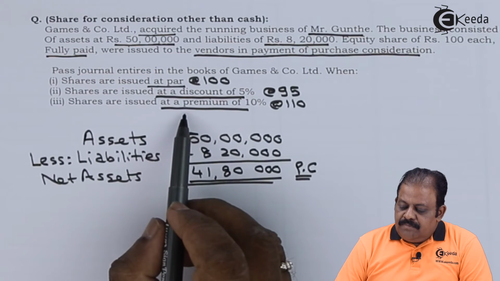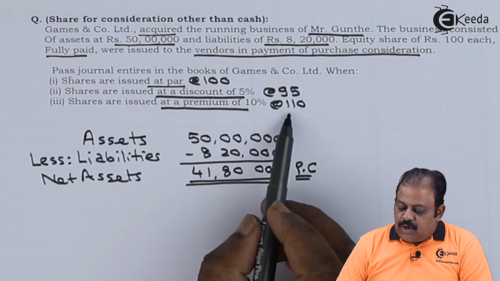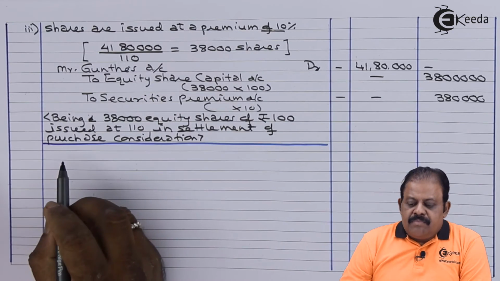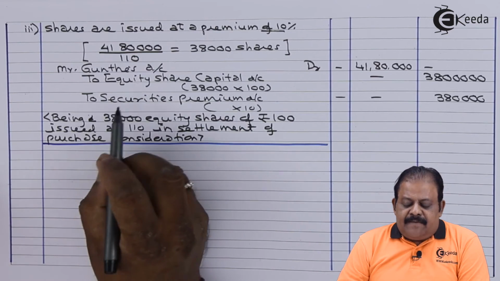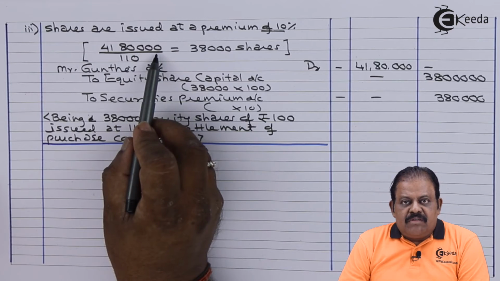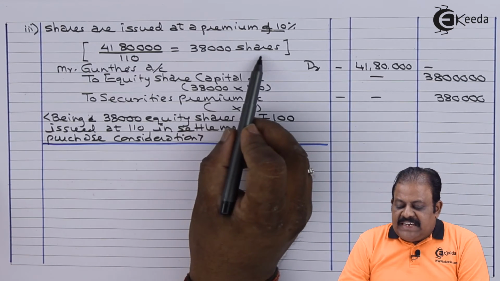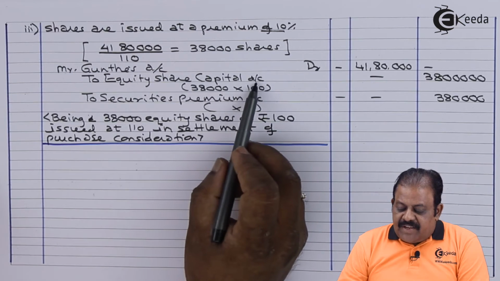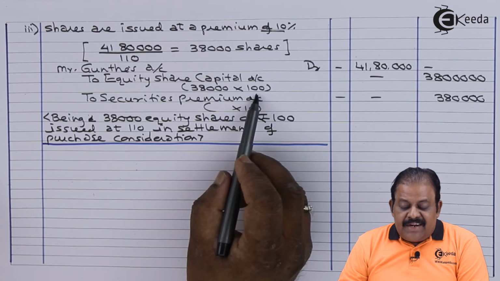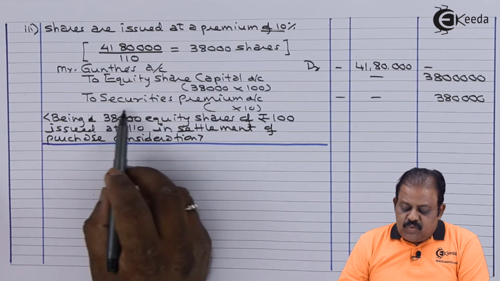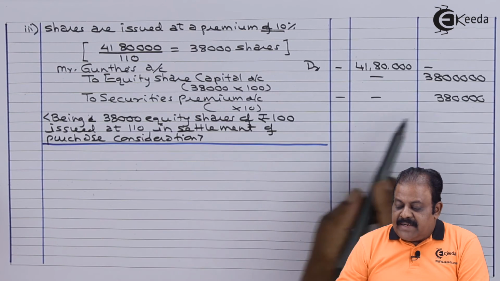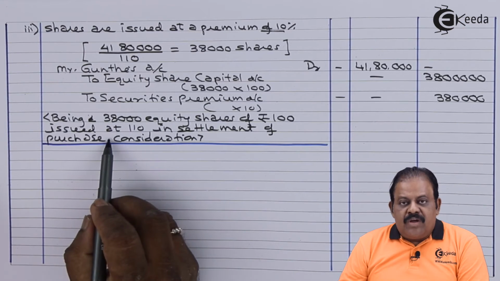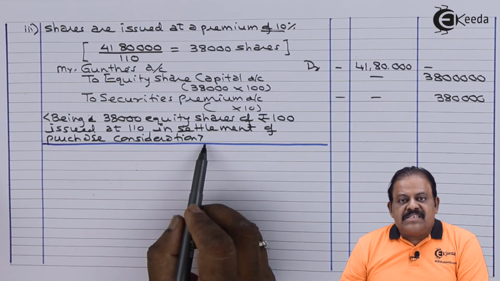When shares are issued at a premium of 10%, that is at the rate of 110, here share of rupees 100 will be issued at 110. Total amount payable is 41,80,000 divided by 110, it comes to 38,000 shares. Mr. Gunthe's account debit 41,80,000 to equity share capital account on 38,000 shares 100 rupees, 38 lakhs. To securities premium account 38,000 multiplied by 10, 3,80,000. Being 38,000 equity shares of rupees 100 each issued at 110 in settlement of purchase consideration.